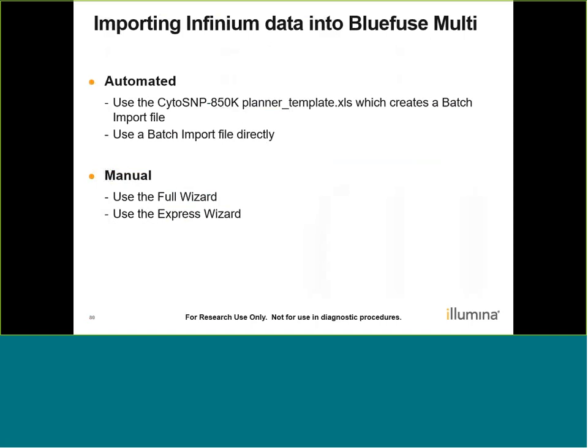So now that we've created our GTC files, we want to import the data into BlueFuse Multi. There's a couple of ways to do that. First is the automated way, and we can use a template called the CytoSNP 850 planner, and that creates a batch import file, which is then used to import the data into BlueFuse Multi. Alternatively, you can create a batch import file and use that directly. There are two ways to manually import the data by sample. One is to use the full wizard, and one is to use the express wizard.